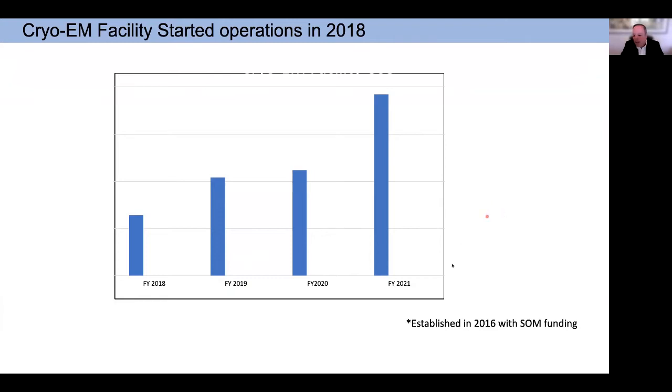The facility was established in 2016 with funding from the School of Medicine, and the use of the facility has really grown dramatically over the last 4 years. It first became operational in 2018, and as you can see, we have nearly tripled the number of users in the intervening 3 years. This mirrors what is happening with CryoEM in general across science.